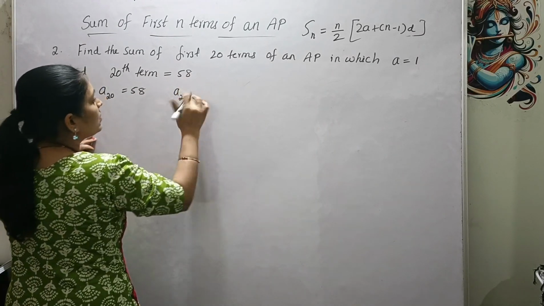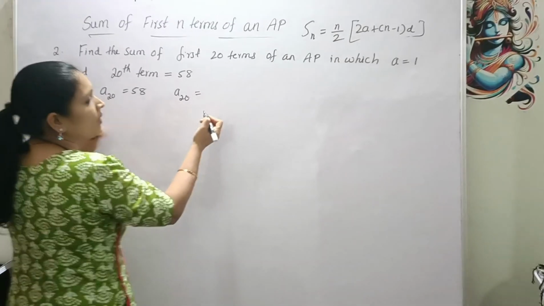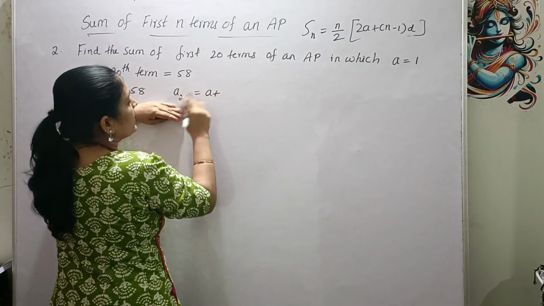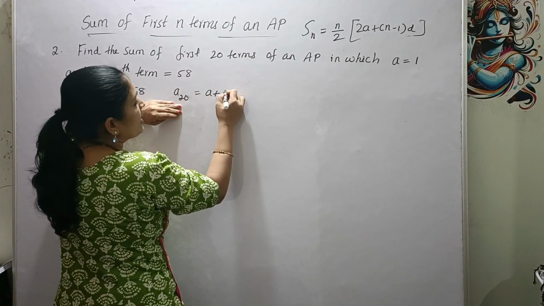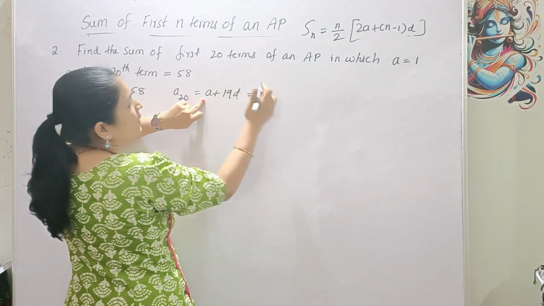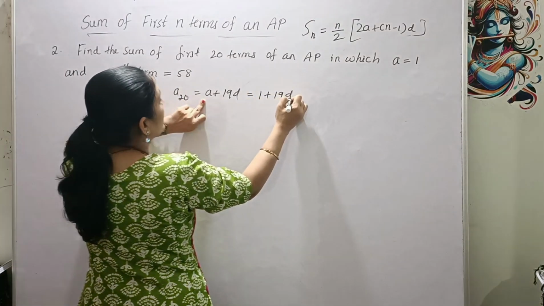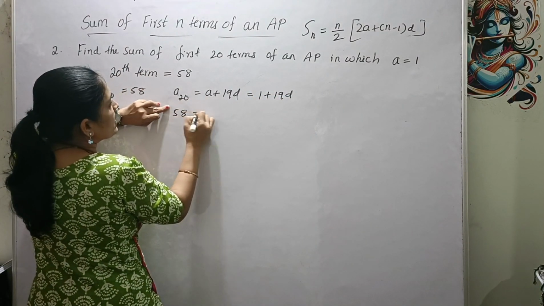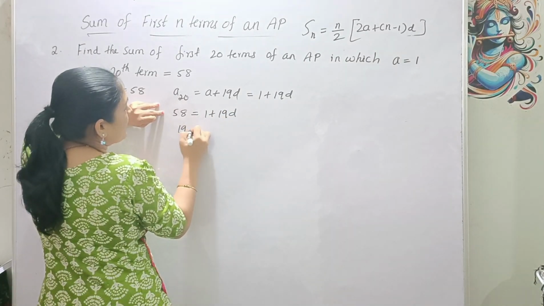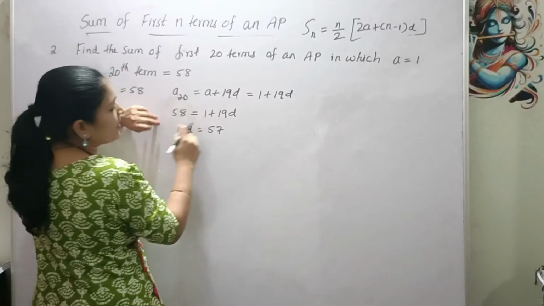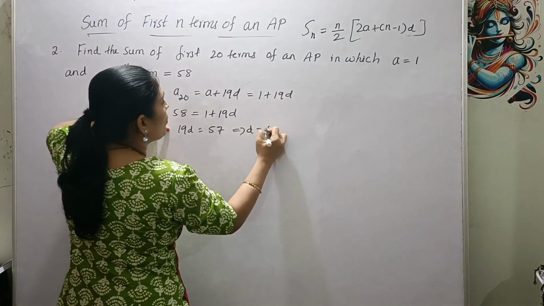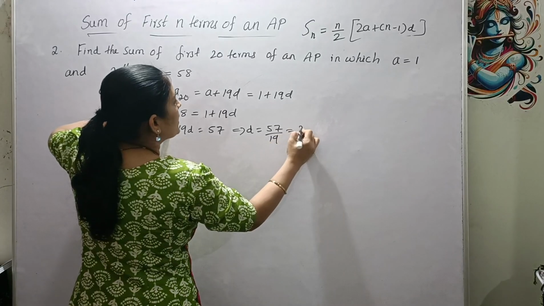Actually what is a20? An is equal to a plus n minus 1 into d. Right. That is a plus n is 20, so 20 minus 1, 19d. Right. So here we have a, that is 1. 1 plus 19d. 58 is equal to 1 plus 19d. Right? That is 19d is equal to 57. Taking 1 this side. That implies d is equal to 57 divided by 19, that is 3.